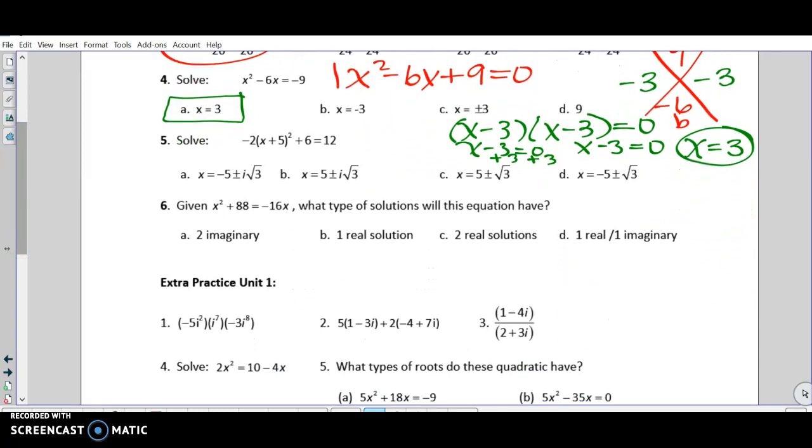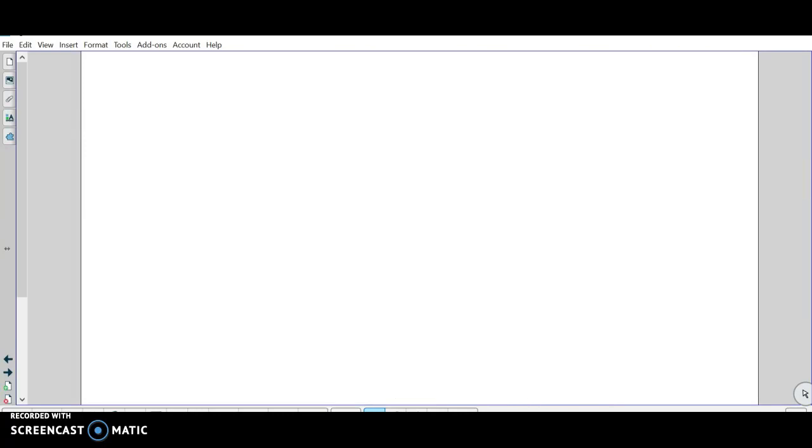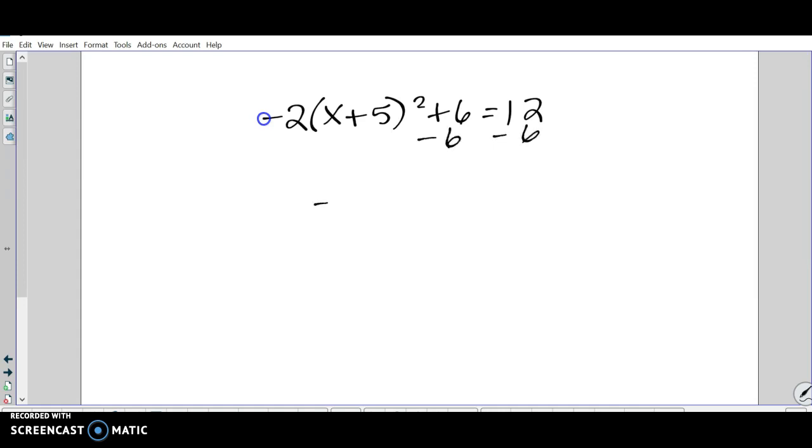Alright, solving by taking the square root. I can't factor number 5 or do the box or anything because it's got parentheses in it. So I'm going to add a piece of paper and rewrite this one to give me some room. When you're solving by taking the square root, you want to get everything away from the parentheses so you can take a square root. So treat it like solving. I want to move this 6 first. That would give me 6. Divide both sides by -2.